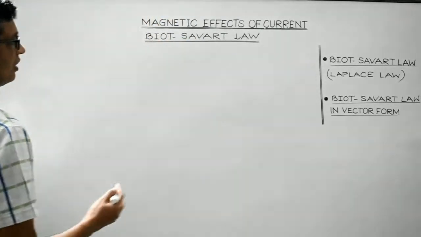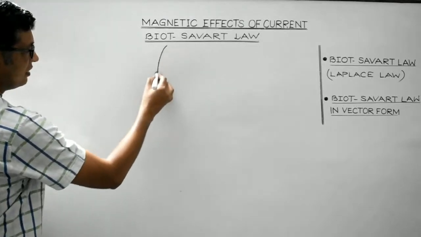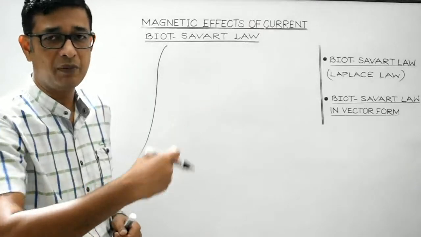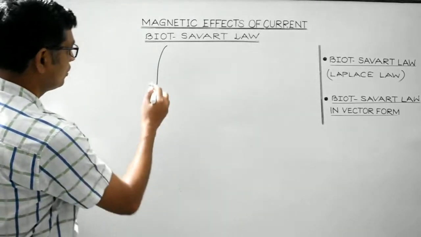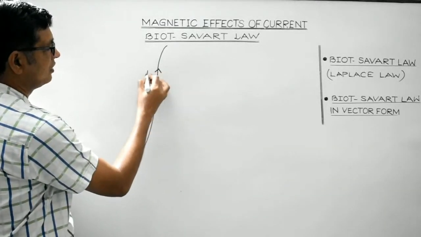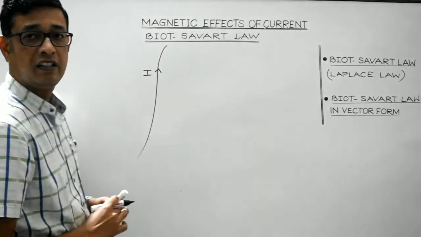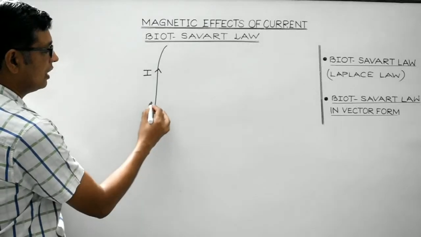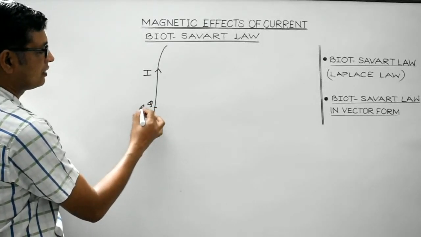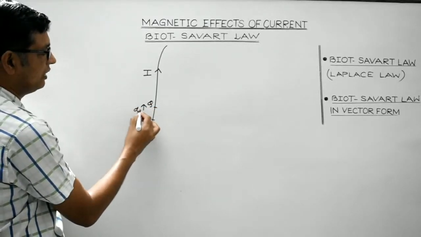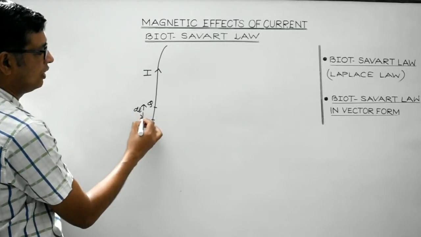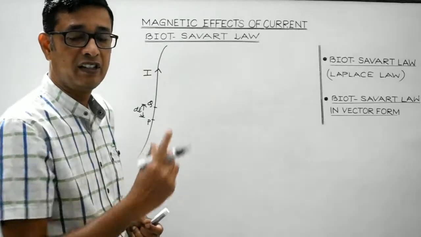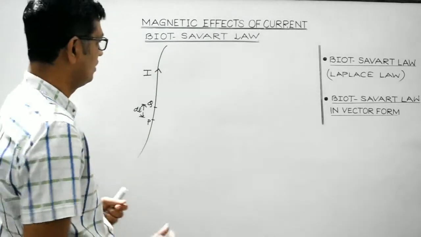So what we do is, let us consider this to be a conductor. As I told you, it can be straight or it can be curved. Suppose current is flowing along this direction. This is the direction of the flow of current. And let us consider a small elementary portion. Let us consider this to be P and this to be Q. And let us consider the elementary portion to be dl. So dl is the small elementary portion through which current I is flowing in the direction from P to Q.